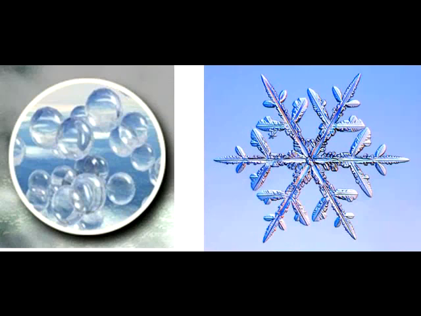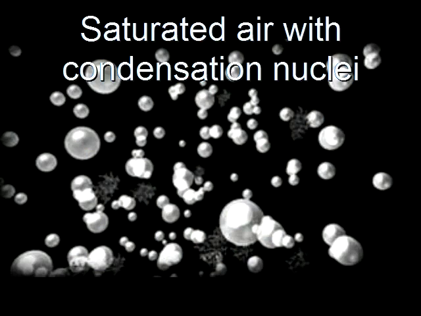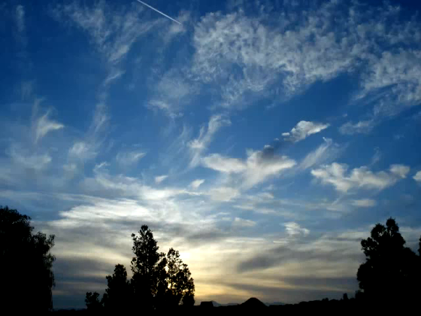Clouds are visible aggregates of minute droplets of water, or tiny ice crystals, or a mixture of both. They form when air is saturated and contains particles, so-called condensation nuclei, such as microscopic dust, smoke, salt particles, and others. Clouds occur in an unlimited variety of sizes, shapes, and composition.